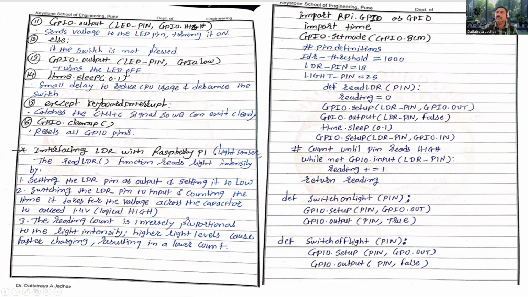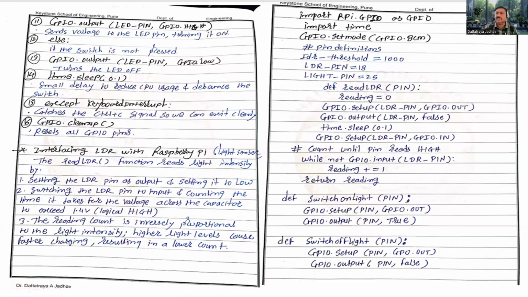That concept will be again explained. Then time.sleep, that we are taking a small time, that is 0.1 second. So that parameter will be considered. Then except KeyboardInterrupt. That concept is related with catching the critical signal, so that we can exit the program, or we can exit cleanly and return everything. So that is the concept related with the LED and switch parameter.